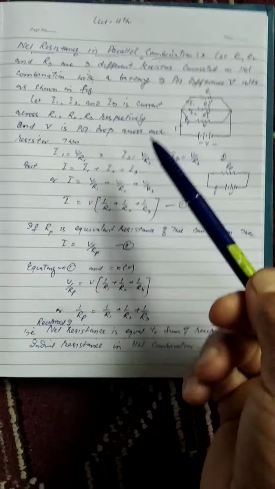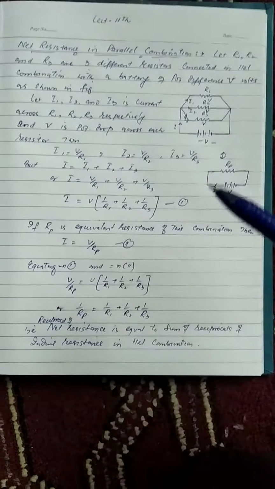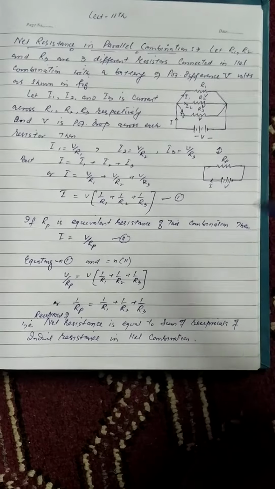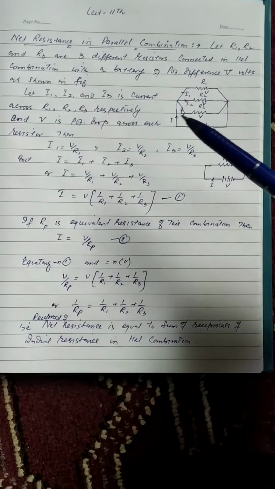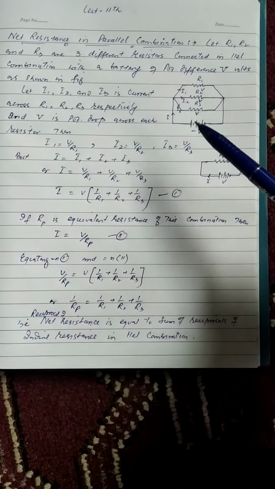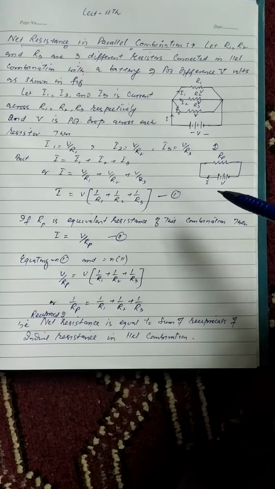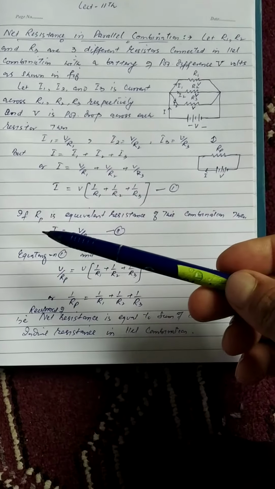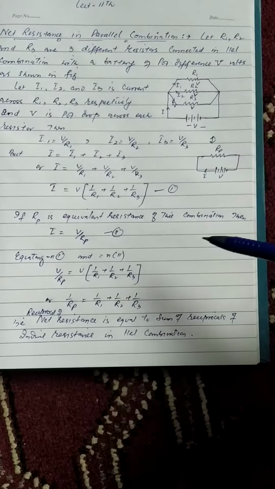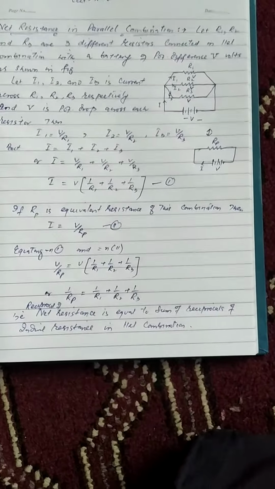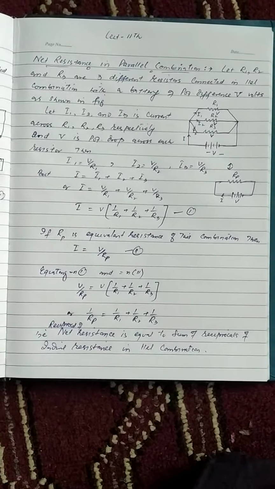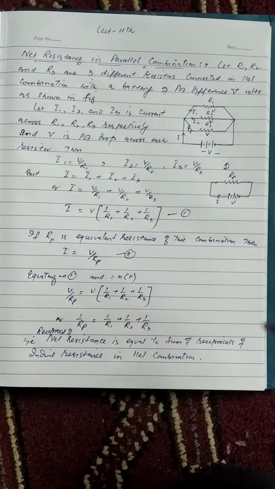Now if I replace this diagram by its equivalent circuit diagram, where I replace this combination of resistors by a single resistor called RP, that I will say is the equivalent resistance of this combination, then according to Ohm's law for this equivalent circuit diagram, I is simply equal to V by RP.